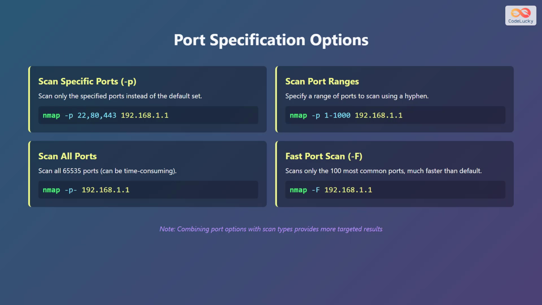To scan all 65,535 ports, which can be time-consuming, use the -p- option. The command looks like nmap -p- and the target IP address. For a faster scan, use the Fast Port Scan option, -F, which scans only the 100 most common ports. The command is nmap -F and the target IP address. Remember that combining these port options with different scan types gives more targeted results.